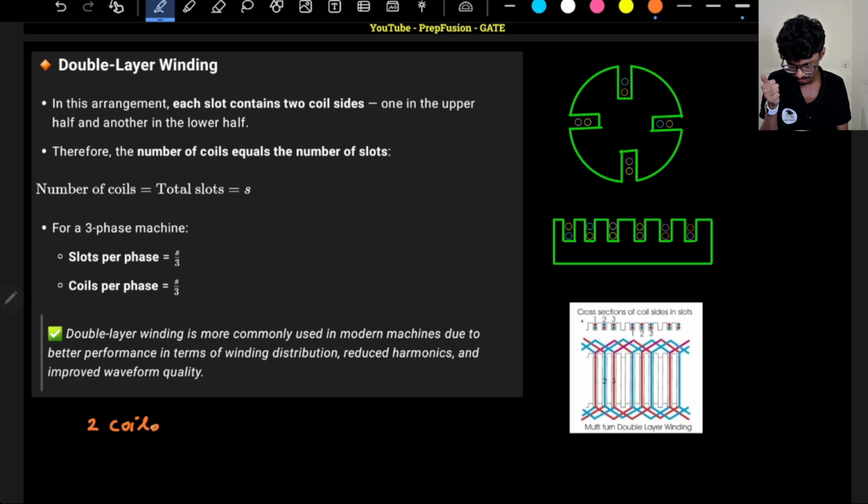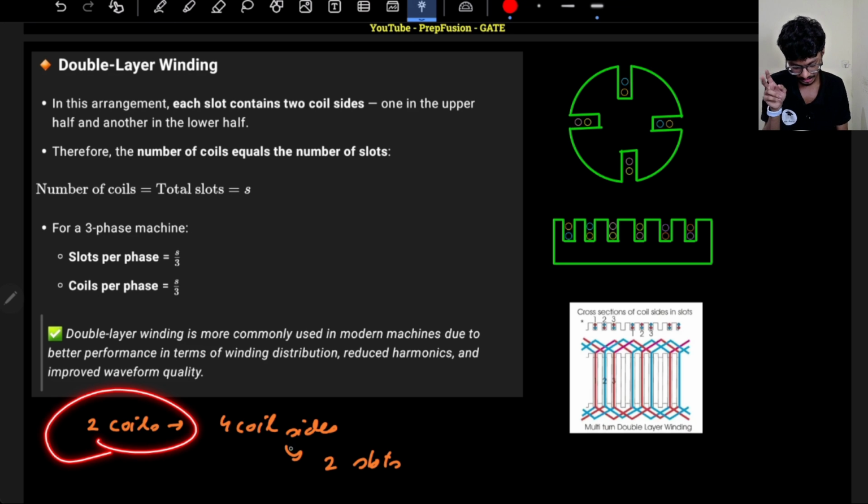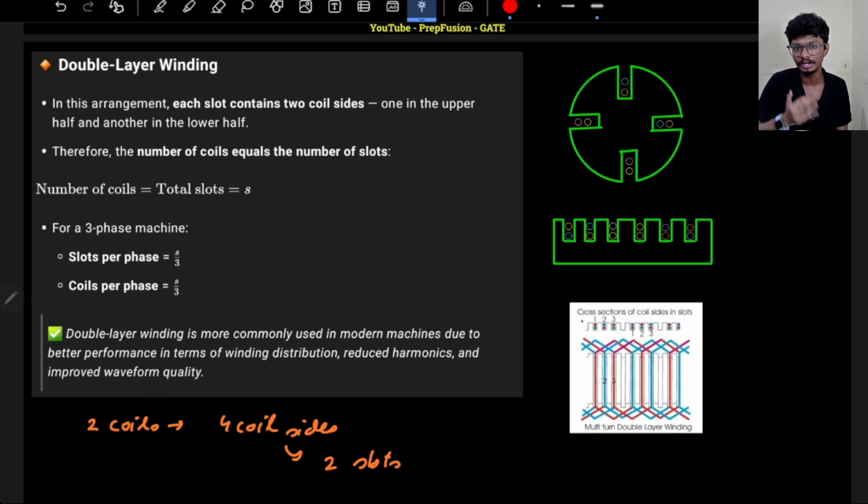Let's say I have two coils. So how many coil sides do I have? Four coil sides, and each slot will contain two coil sides. So how many slots will I require? Two slots, right? So for two coils I require two slots. For C coils I will require C slots. So that's why the number of coils and number of slots are equal here.